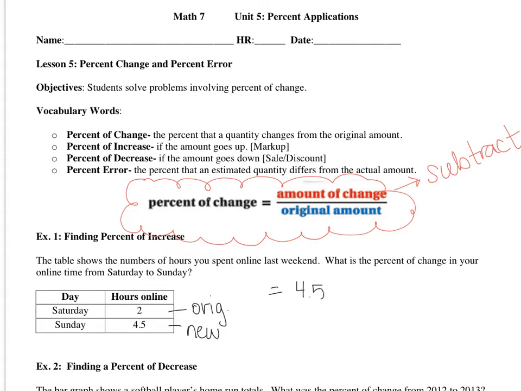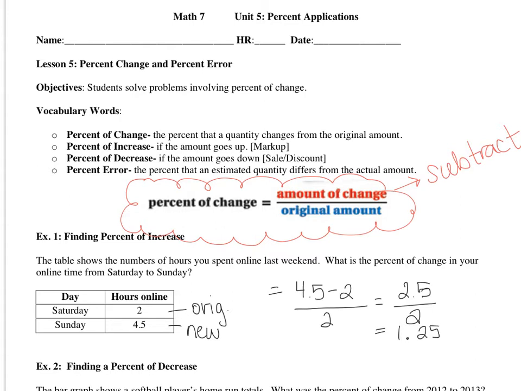Started off at 2, and then we ended up with 4.5 hours online. I'm just going to set up the subtraction problem, so we're subtracting the smaller number from the larger number, and our newest or largest number will be in the problem first. And then we're going to divide this amount by the original. So 4.5 minus 2 gives me 2.5 divided by 2. And if we put it in our calculator, 2.5 over 2 will give me a decimal of 1 and 25 hundredths.